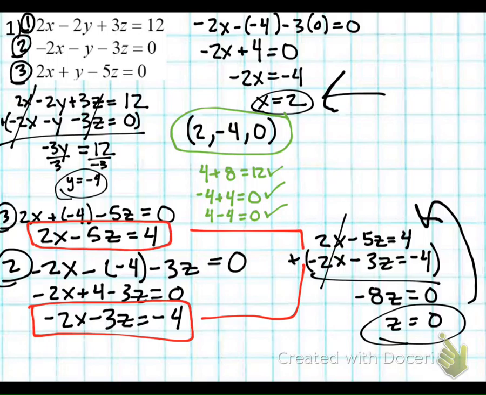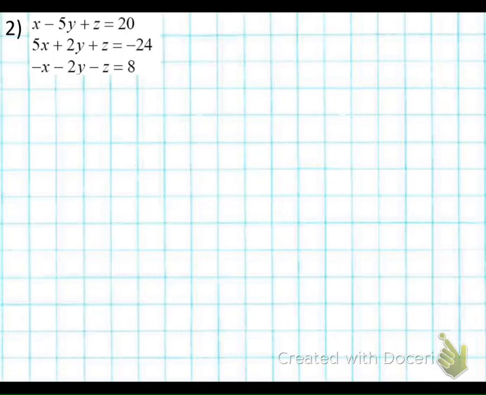Okay, so we're going to do one more example. This is number 2. Okay, so labeling my equations 1, 2, and 3, I'm looking again at which variable is going to be the easiest to eliminate. I see z again. I just have a coefficient of 1 or negative 1, so that's probably going to be a good one to eliminate.